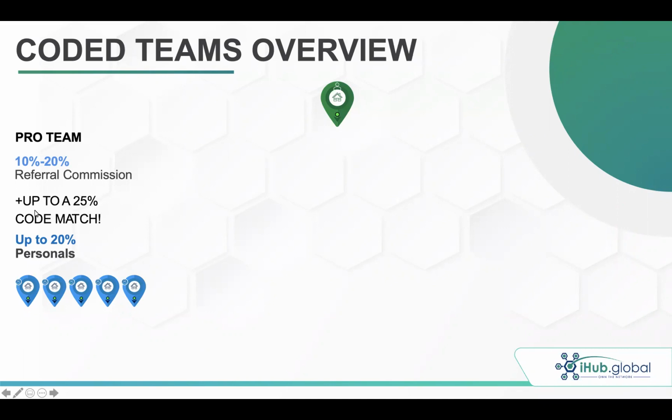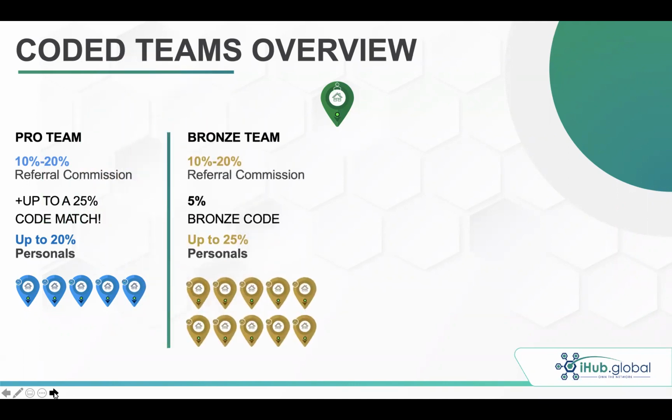And you get an up to 25% code match, which we're going to talk about in a few minutes, and up to 20% on your personals, just like we just talked about. Bronze team: you get 10 to 20% referral commission, the same thing, depending on what you do with your personals, and you get a 5% code. So you get up to 25% on all of these people. That's incredible. 25% of all the HNT that your bronze team generates on your personals goes to you, if you work with them and get them to do their 5 mining assessments.